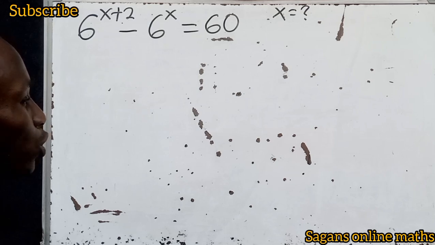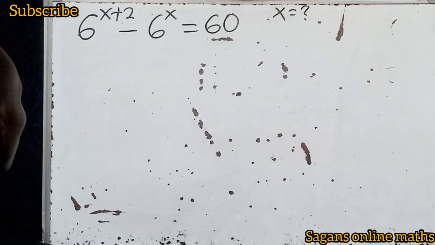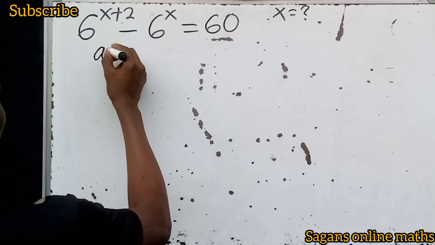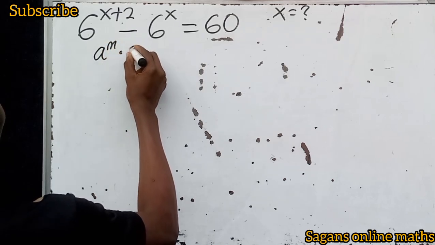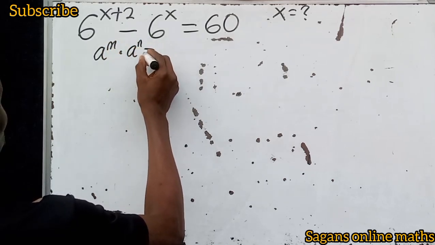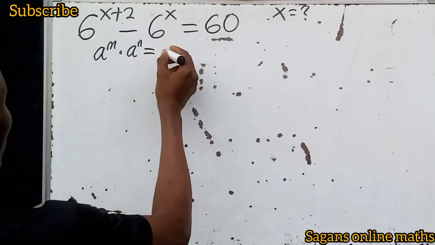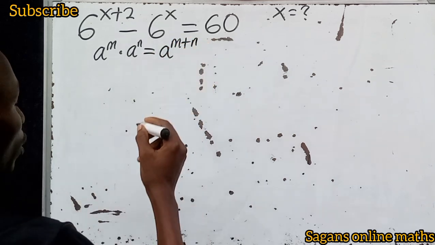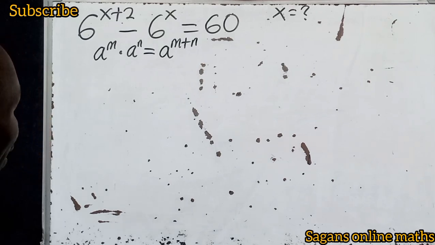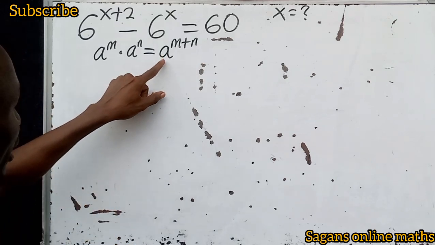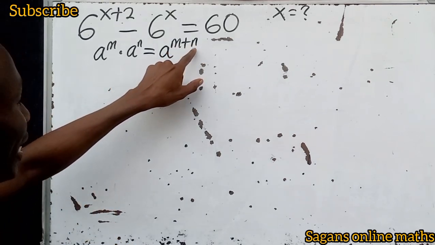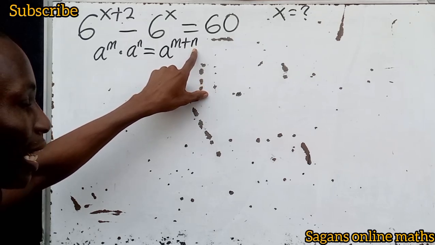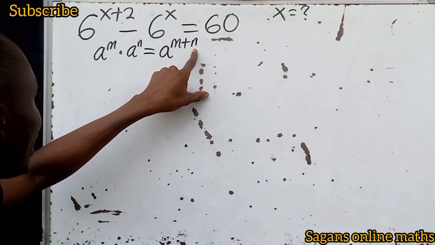Remember, let me draw your mind to one of the properties of indices. If you have a to the power of m multiplied by a to the power of n, this is equal to, since the bases are the same, we take a single base and add the exponents. This is one of the properties of indices. Now, I want you to understand that this a you're seeing is the base, and m plus n are the powers, or the exponent, or the index, right?